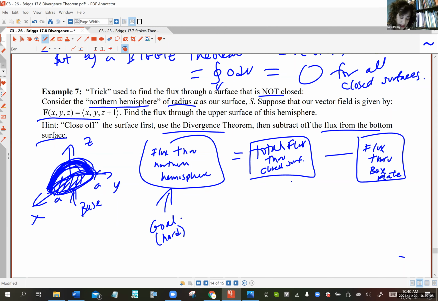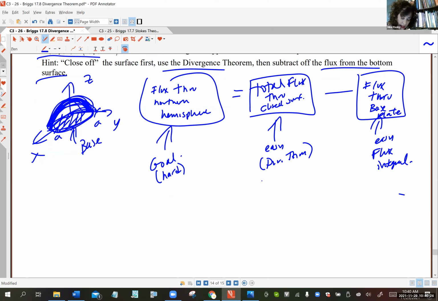So what I claim is doable is we're going to do this. This is easy because we'll use the divergence theorem. And this is easy because we'll do an easy flux integral just through the base plate. Okay? So this divergence theorem total flux will have this look to it. And this easy flux integral through the base plate will look like this. I like finishing with this problem because it's sort of a do-everything kind of thing when it comes to flux. And it makes kind of a nice little trick problem.